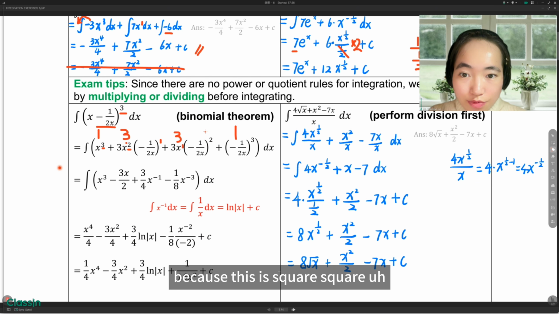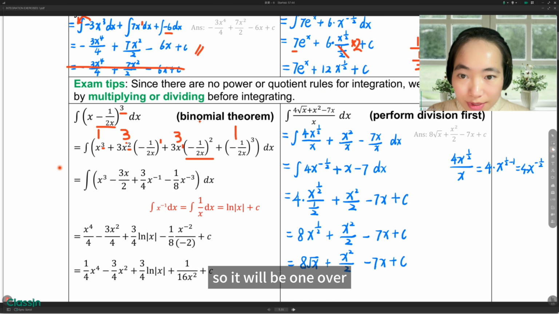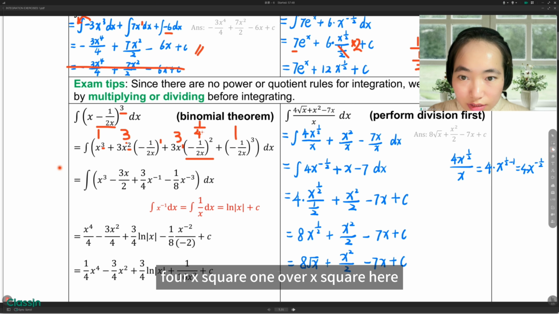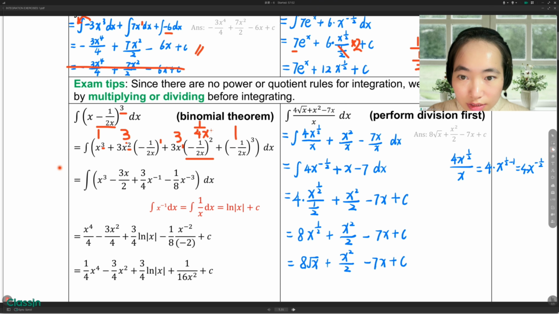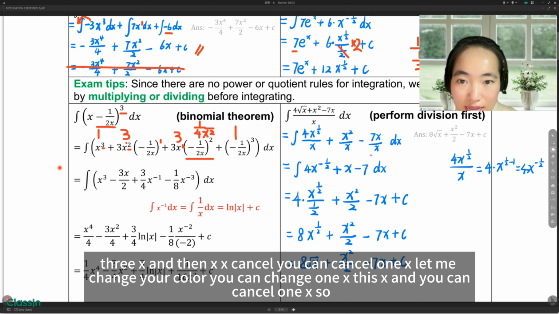Because this is a square, the negative squared still will be positive, because negative times negative is positive, right? So it will be 1 over 4x squared. Okay, no problem. 1 over 4x squared, because this is a 3x, right? 3x, and then the x cancels.